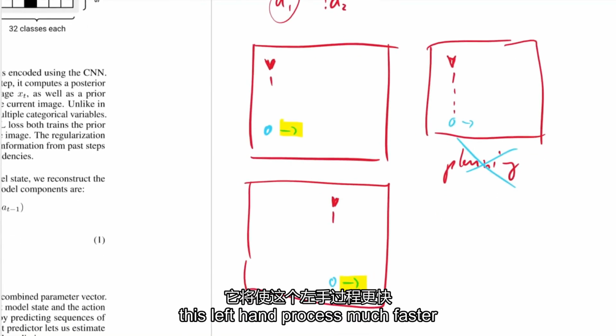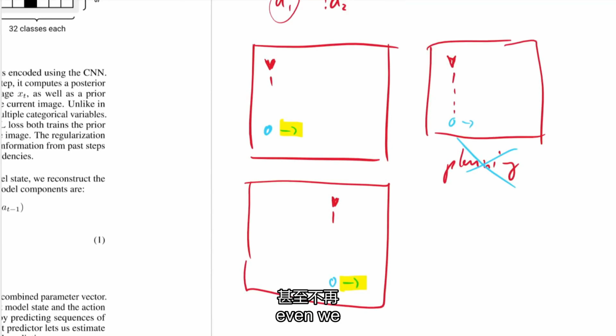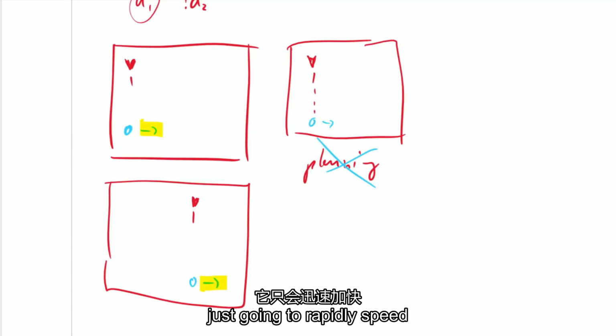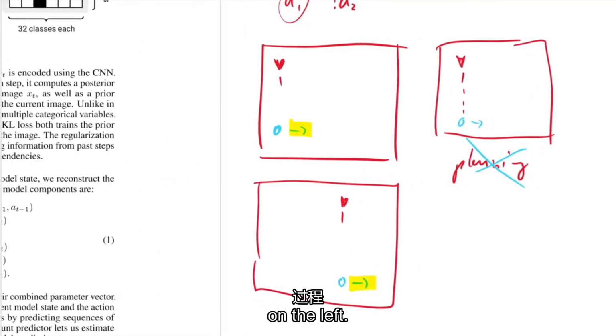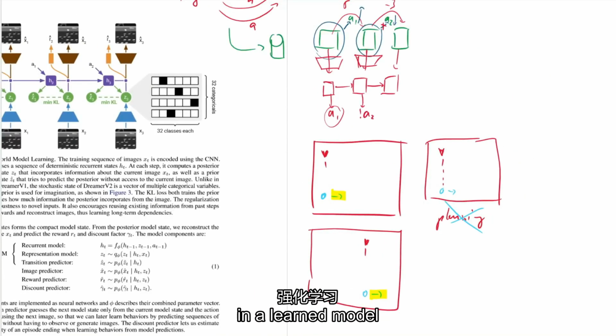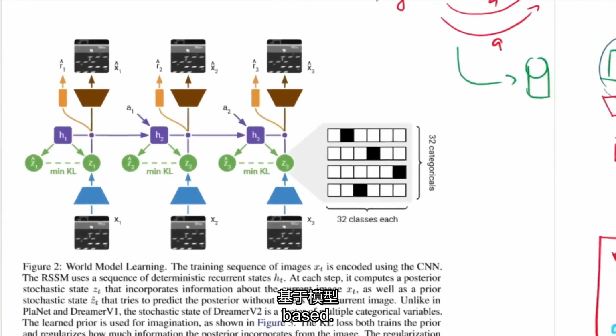left-hand process much faster, because we don't need to interact with the world anymore to learn all of this stuff. We can simply do this in imagination while dreaming, so to say. That's why it's called Dreamer, and learn the stuff on the left. So it's not that the world model is used for explicit planning, for explicit thinking ahead. It's just going to rapidly speed up this process on the left. It's technically model-free reinforcement learning in a learned model, which is, I guess, why it's called model-based.